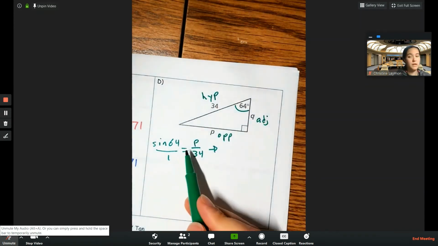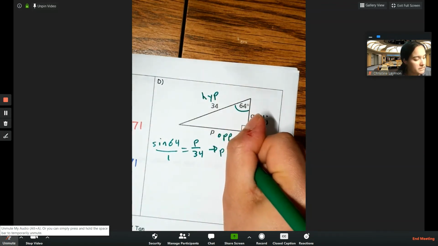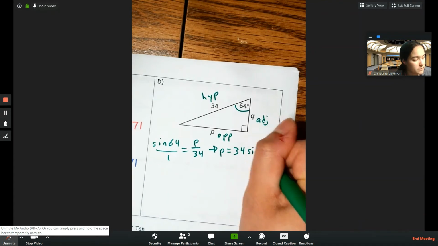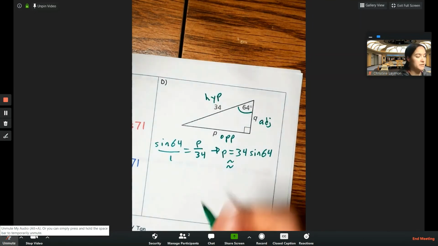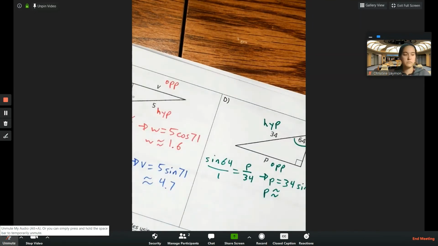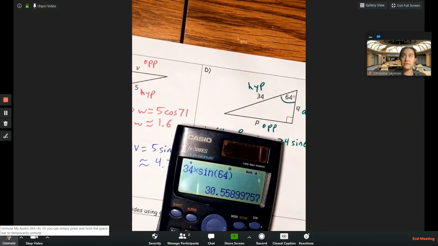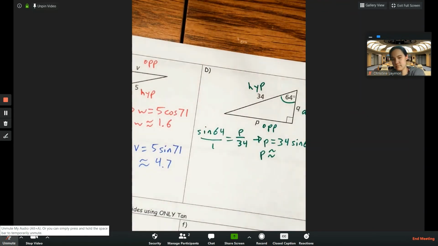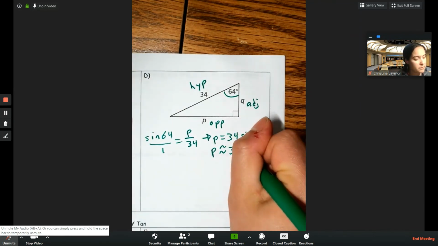And I'm going to go ahead and cross multiply. So P times 1 is P. On the other side, I now have 34 times the sine of 64. Go ahead and put it into a calculator and see what we get. Okay, so I've got 34 times the sine of 64, and I have 30.55. Remember that second 5 rounds the first one up one number. So I'm really going to be using 30.6. So the value of P will be approximately 30.6.